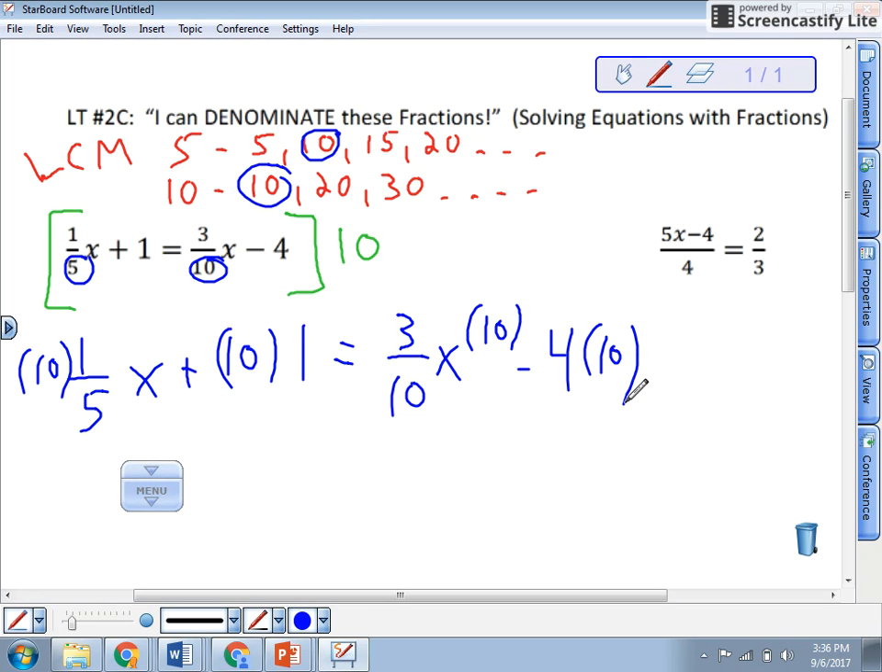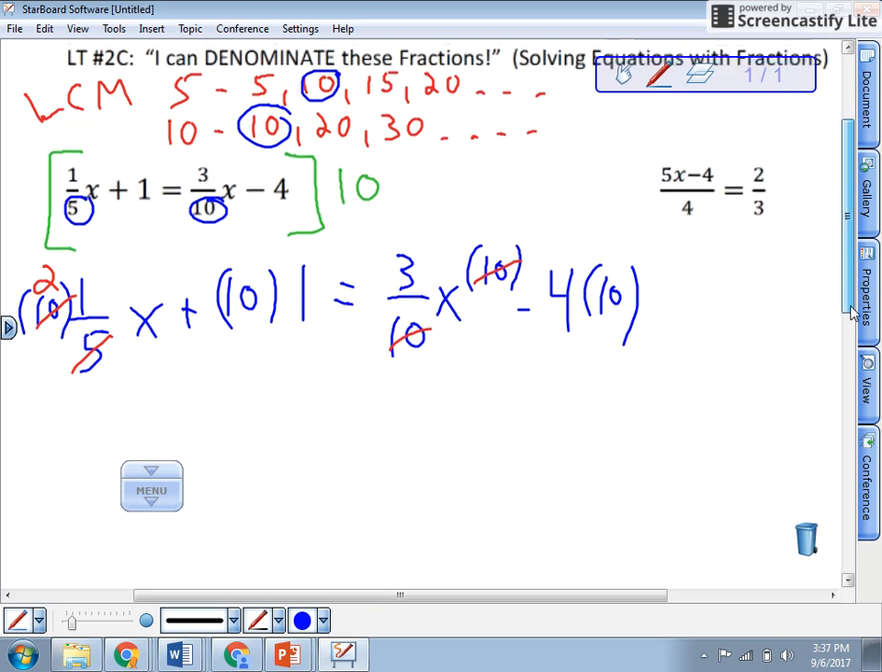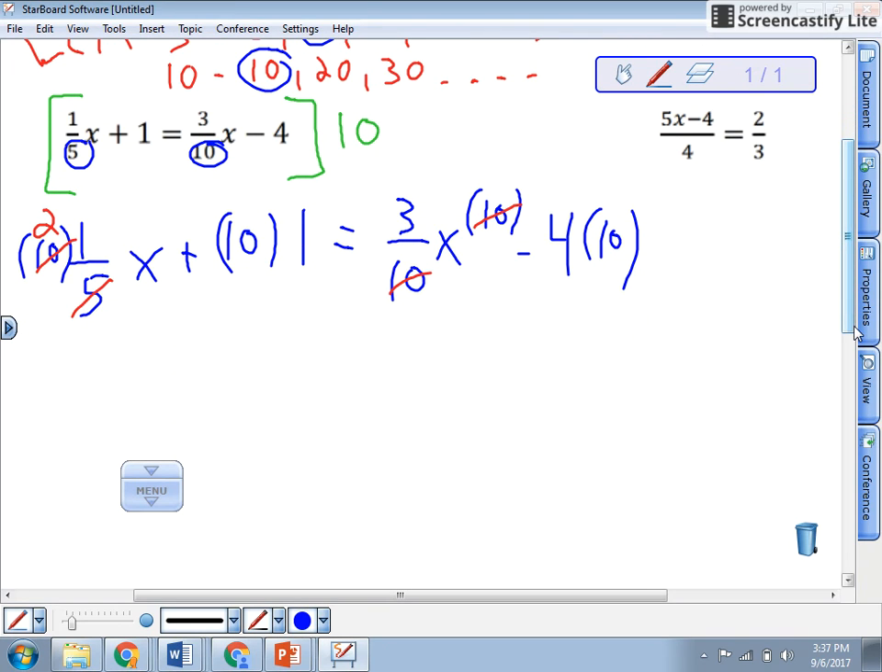So now look what happens to our denominators. The 5 and the 10 cancel out. This just becomes a 2. Over here, the 10 and the 10 cancel out. It just becomes the 1. And now we just simplify what is left. So we have this 2 times the 1, so that's 2x, plus 10 times 1 is just 10, equals, that's gone, so it's just 3x, because that's a 1, 3 times 1 is still 3, and then minus 4 times 10 is 40.